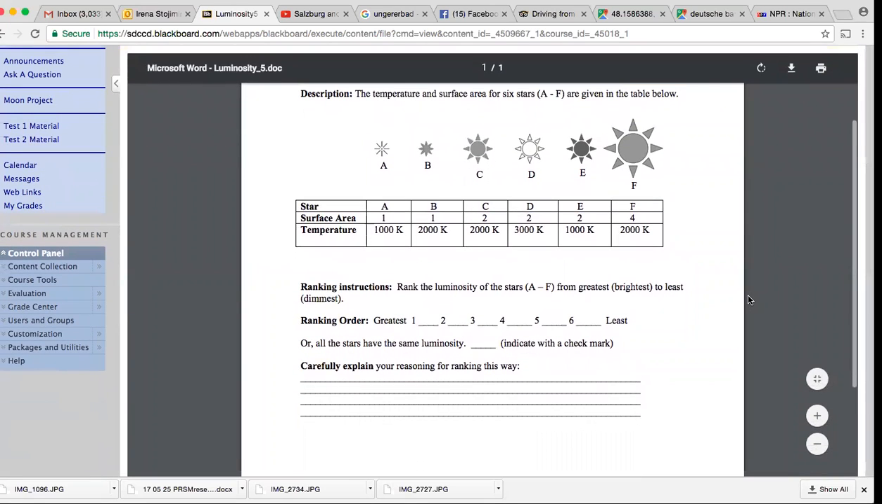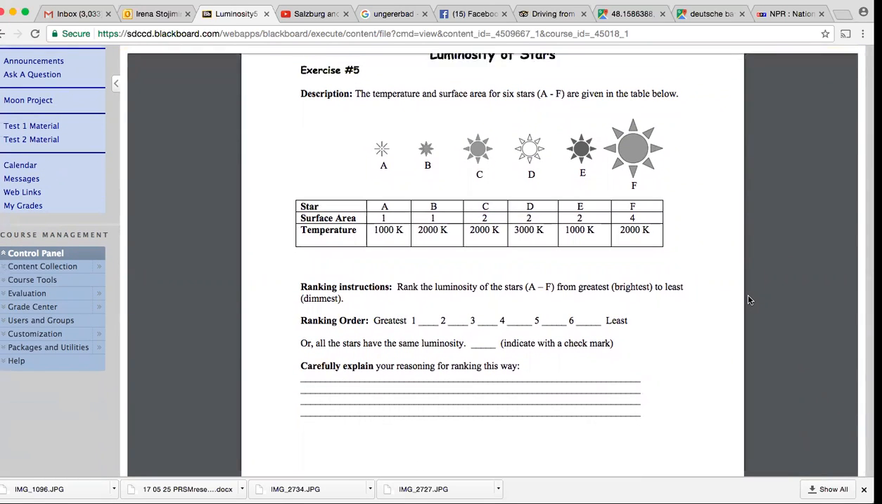I put the luminosity of the stars from greatest, let's see, I went by both surface area and temperature. So star D would be the greatest because it has a higher temperature, even though it has a smaller surface area. Mm-hmm. But did you do any calculations? I was just comparing the surface area and temperature.